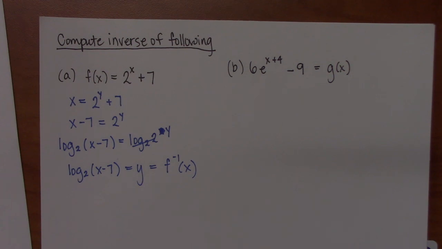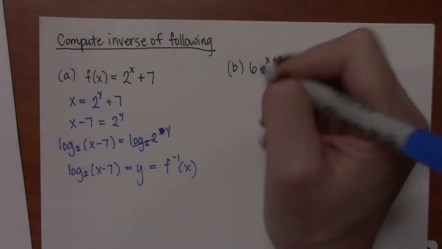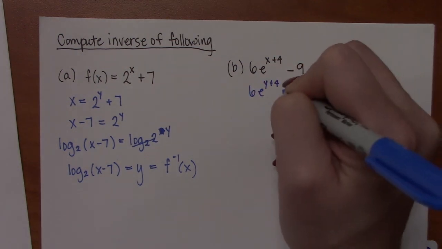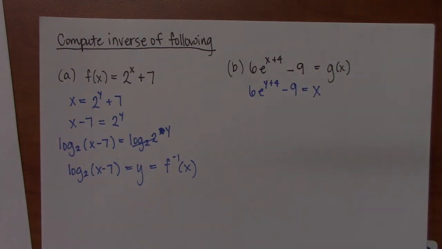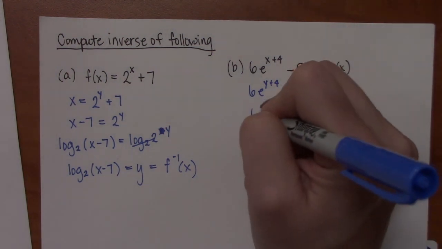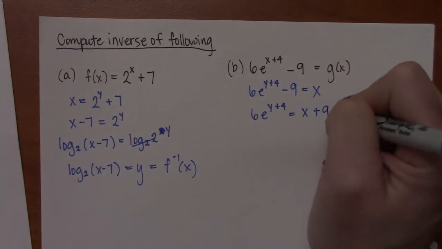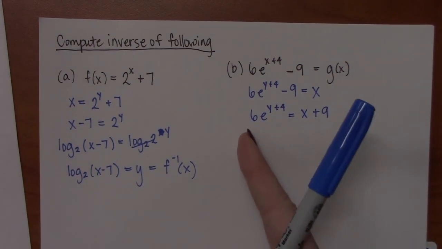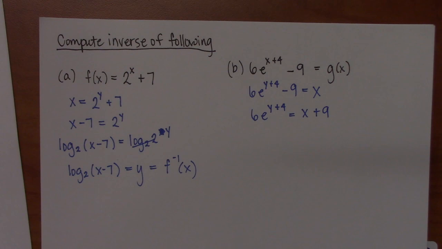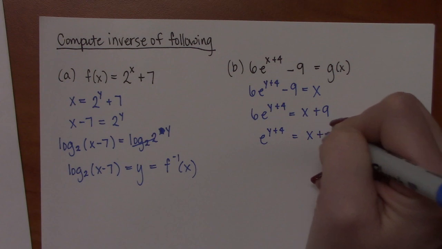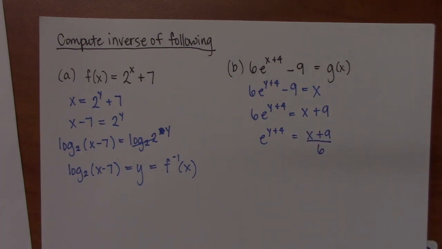So because we have an e here, this means I'm probably going to use natural log. So the first thing I'm going to do is say, well, this is 6e to the y plus 4, minus 9 equals x. And now I'm going to solve this for y. So I'm going to get that 9 out of the way. So we'll say 6e to the y plus 4 equals x plus 9. Then I want to get that 6 out of the way because I can't take the natural log until it's just e. So e to the y plus 4 will equal x plus 9 all divided by 6.